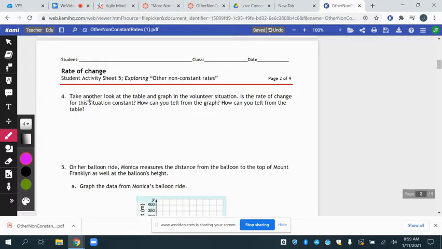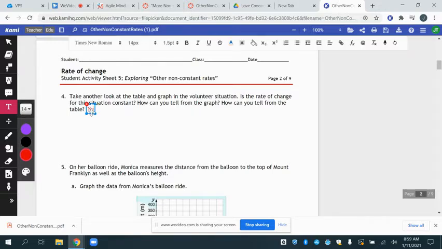Take another look at the table and graph in the volunteer situation. Okay, is the rate of change for this constant? Oh, we just talked about that, didn't we? Remind me, is it 5? Pause if you need to think about it, or type it in yourself and see if you get the same answer as me. All right, now I'm going to talk. Okay, so is it constant?